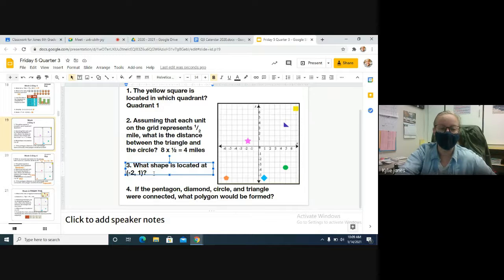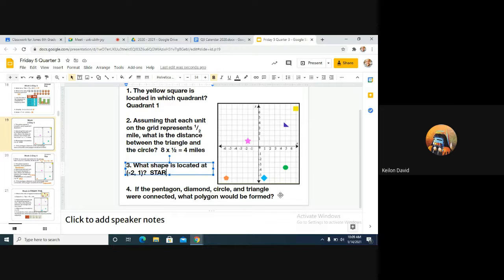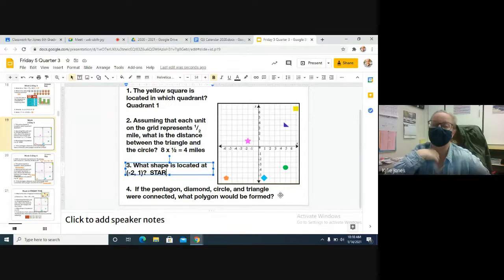All right, now number 3 says, what shape is located at -2, 1? The star. Good. So that means you start at 0, 0, you go backwards 2, up 1, and that is the star. Good. It feels like backwards to me because it's to the left.